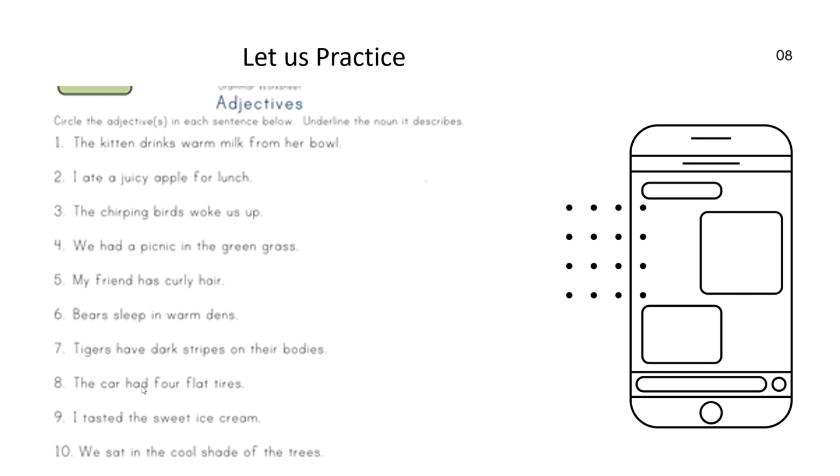Alright, the car had 4 flat tires. Flat tires. I tasted the sweet ice cream. Sweet, adjective. Ice cream, noun. We sat in the cool shade of the trees. Cool shade.